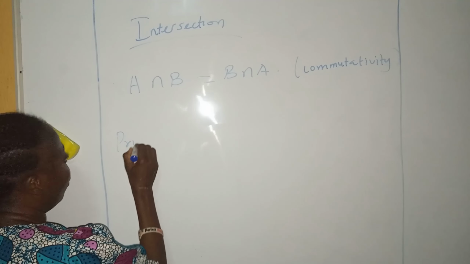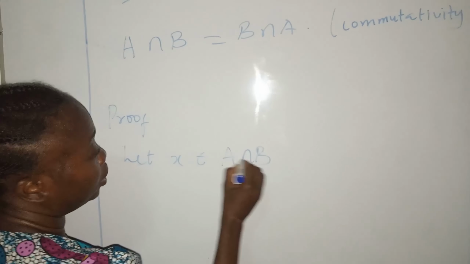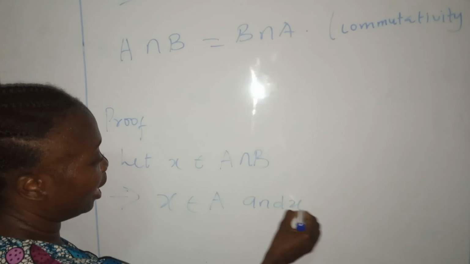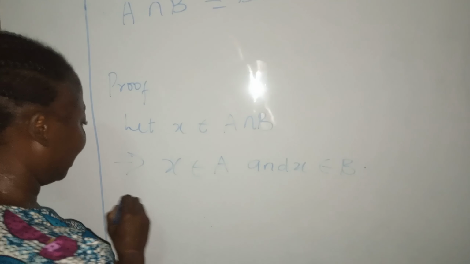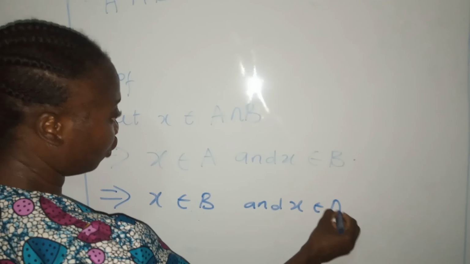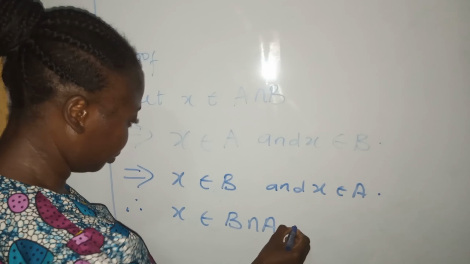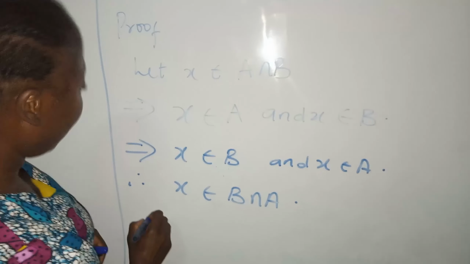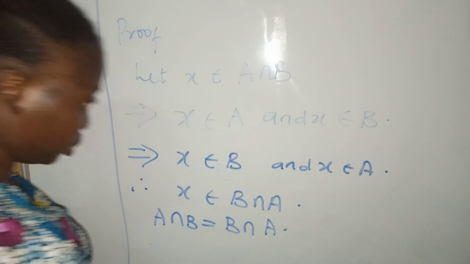To prove, let X be an element of A intersection B. That implies that X is an element of A and X is an element of B. If X is an element of A and X is an element of B, that implies that X is an element of B and X is an element of A. Therefore, X is an element of B intersection A. So A intersection B is equal to B intersection A.